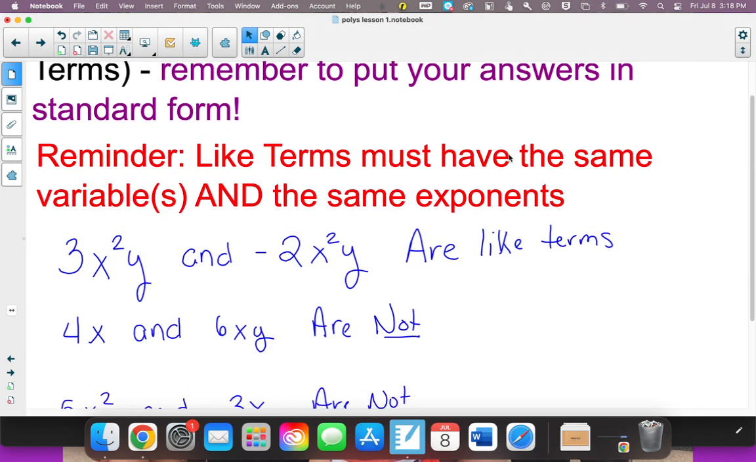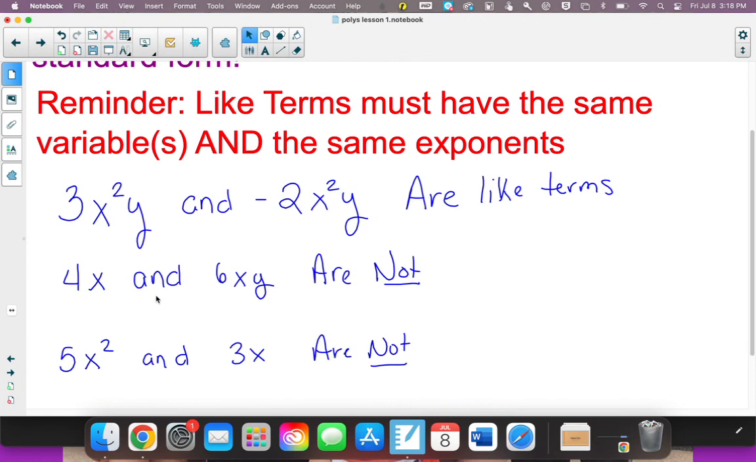So 3x squared y, and negative 2x squared y are considered like terms. Take a look. They both have an x squared. They both have a y. So if you were adding them, you would be adding the coefficients, 3 and negative 2. If you were subtracting, you'd be subtracting the coefficients, 3 and negative 2. Okay, so the only thing that ever gets changed when you're adding and subtracting are the coefficients only. But you have to check the variables and the exponents to make sure that something is considered like terms.